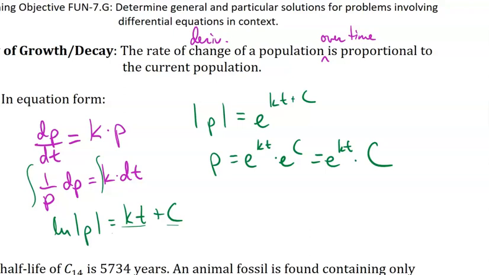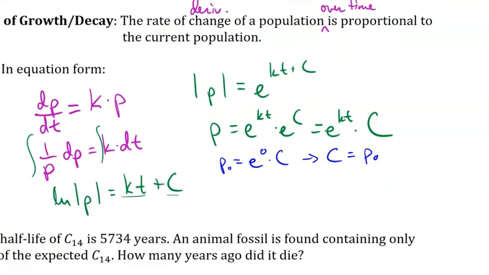But let's suppose that we're talking about an initial population, meaning a population at time 0. Okay, well, if t is equal to 0, then I get that my population is equal to e to the 0 times C. So that means that C, actually I should put a little sub-zero here, so that means that C, the constant, is the initial population.